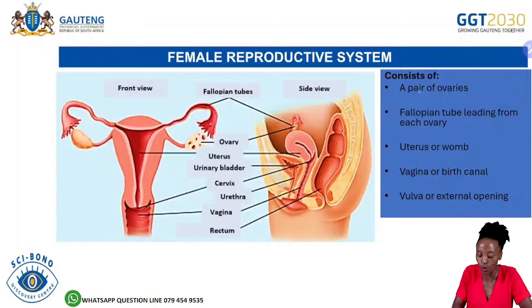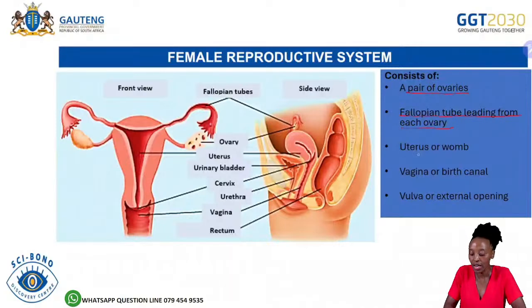You need to know that there is a pair of ovaries. There's fallopian tubes that lead from each ovary. You must know that there's a uterus, which is also called the womb. There's a vagina or the birth canal, and there's a vulva or the external opening. These are the things that you must know and the functions of these parts according to the exam guideline.